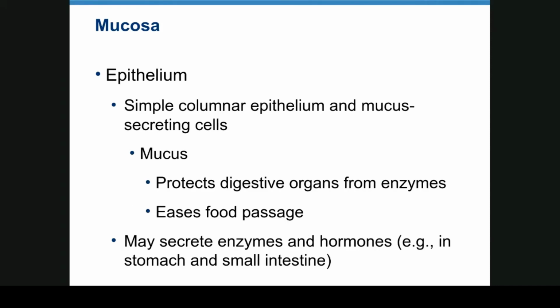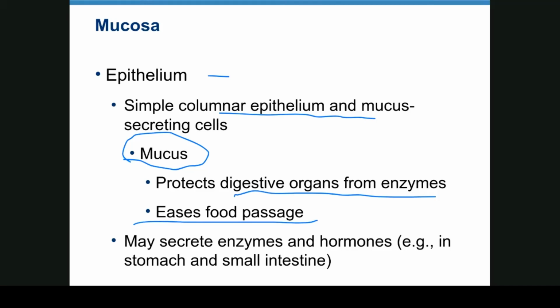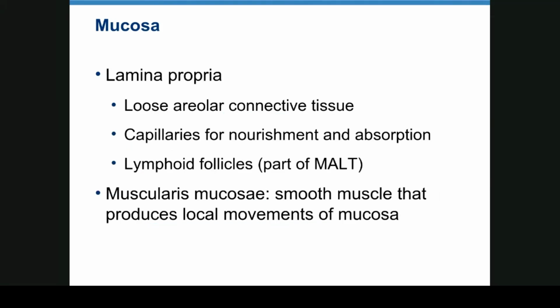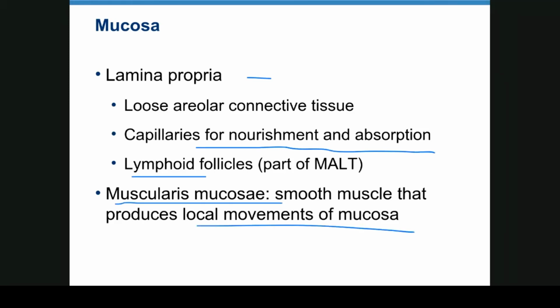Epithelium is an inner part, simple columnar in the gut, with mucus-secreting cells. The mucus protects the digestive organs from digesting themselves and also eases food passage. And the lamina propria is just under the epithelial tissue, or you say under, it depends on which side you're looking. Look at the mucosa. The epithelium is the very innermost part, and then the lamina propria is right under the epithelium. We're still in the mucosal layer. It's connective tissue, and this is where your capillaries for nourishment and absorption and your lymphoid follicles are. And then the muscularis mucosa is smooth muscle that makes little local movements of mucosa.